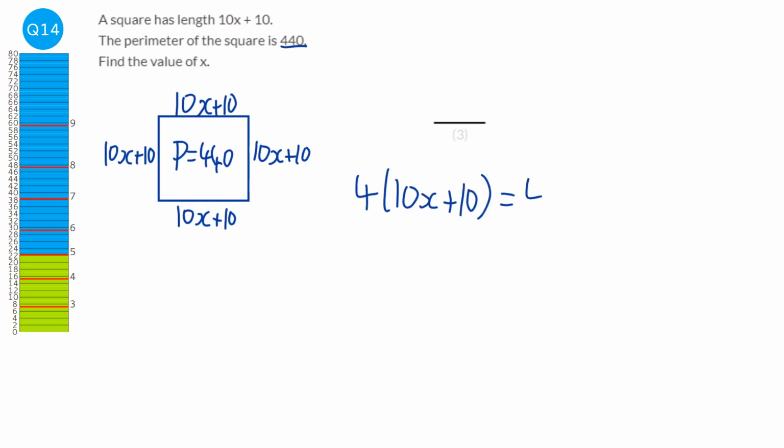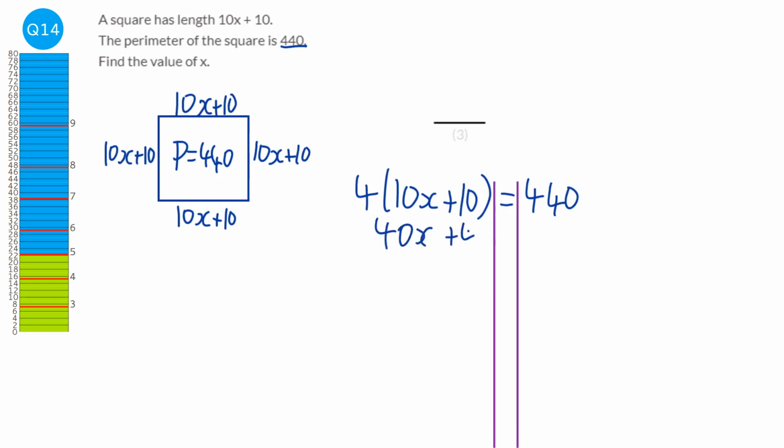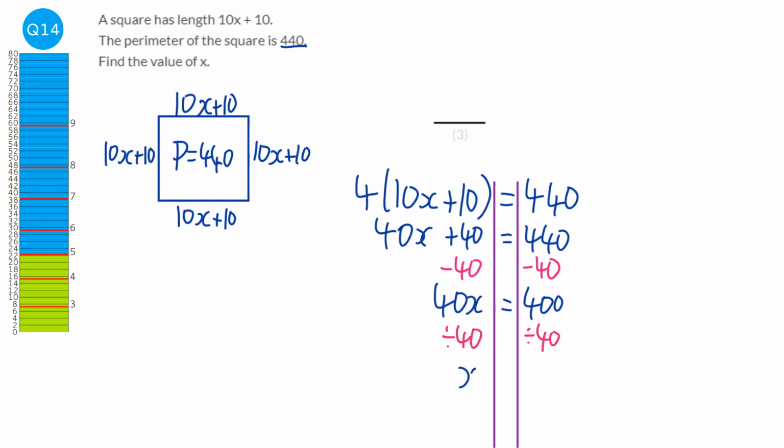But we also know that that is going to be 440 because we're told in the question that the perimeter is 440. So put our lines in because we're going to solve, and we're just going to start by expanding the brackets, so that'll be 40x plus 40 equals 440. Then we're going to get rid of the plus 40 first, so take away 40 both sides. And so that'll be 40x equals 400. And then we get rid of the 40 before the x, so we divide both sides by 40, and we've got x equals 10. So our answer is 10.